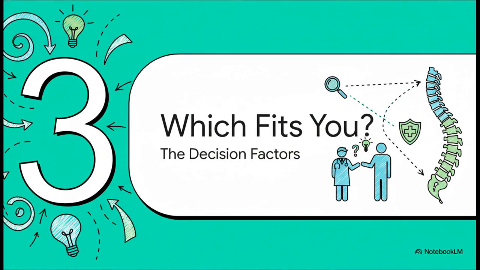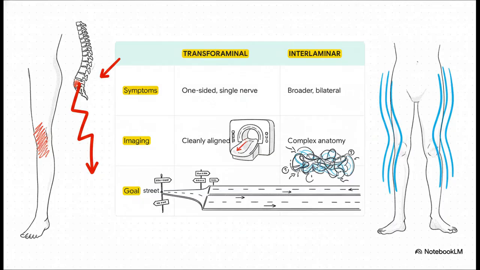But now for the big question, right? The why. How in the world do you and your doctor figure out which of these routes, the side street or the main road, is the right one for you? This chart right here is basically your cheat sheet. So, over here in the transforaminal column, this is for when your pain is really specific, like a sharp line of pain down one leg, and your MRI points to one single spot causing all the trouble. That's when that targeted side street makes a ton of sense.